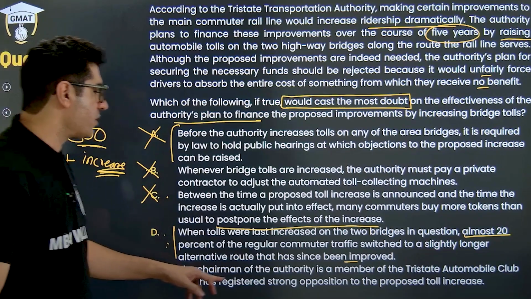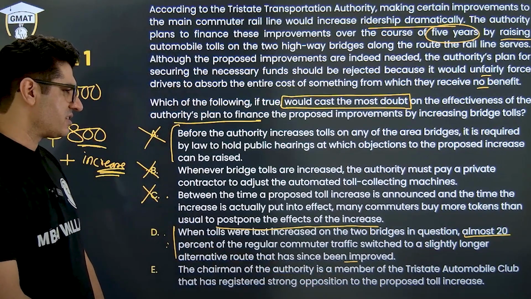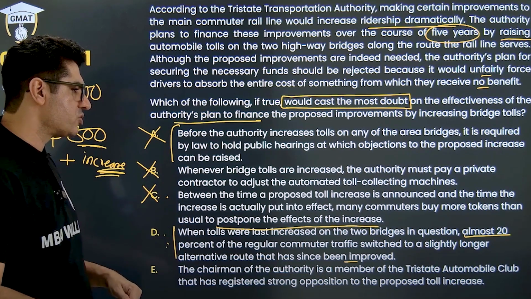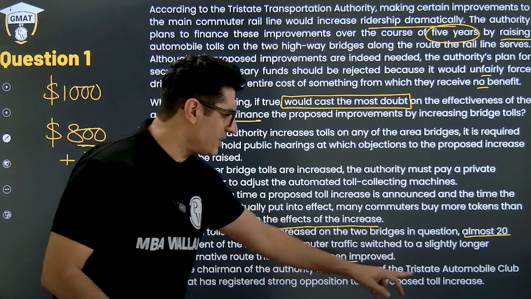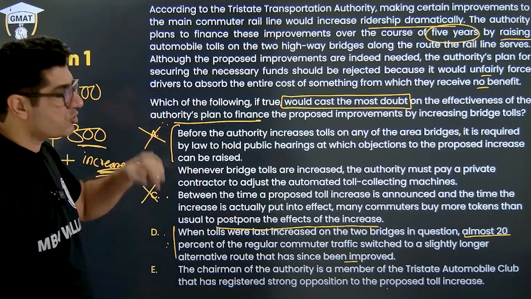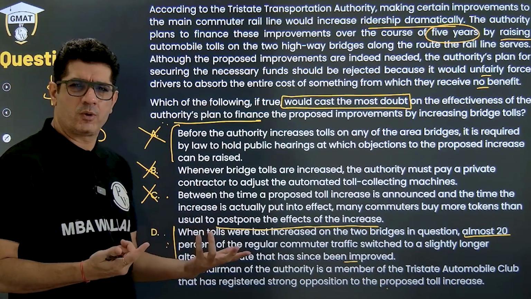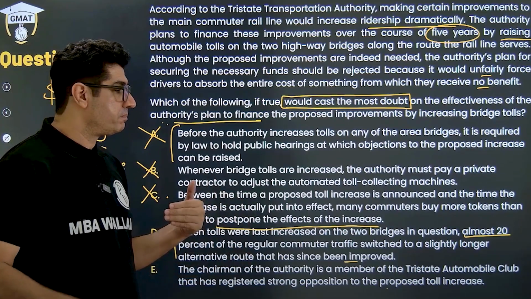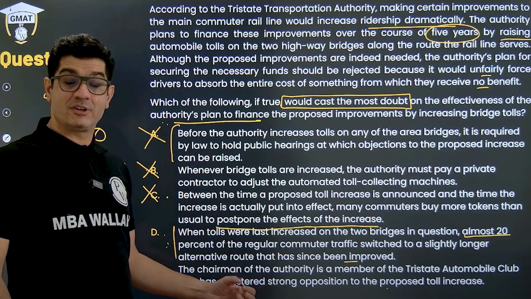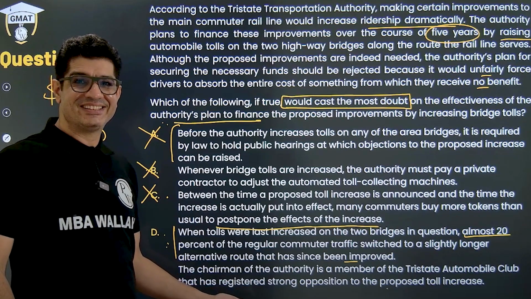E, the chairman of the authority is a member of the Tri-State Automobile Club that has registered strong opposition to the proposed toll increases. So there is a club that says, hey, don't increase the tolls. And the chairman of this authority is also a member of that club. So the toll will be increased or not? We don't know that, right?